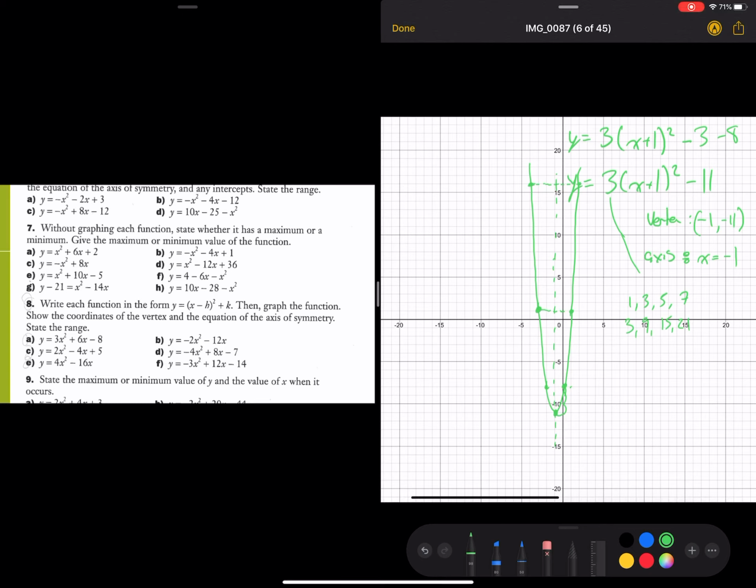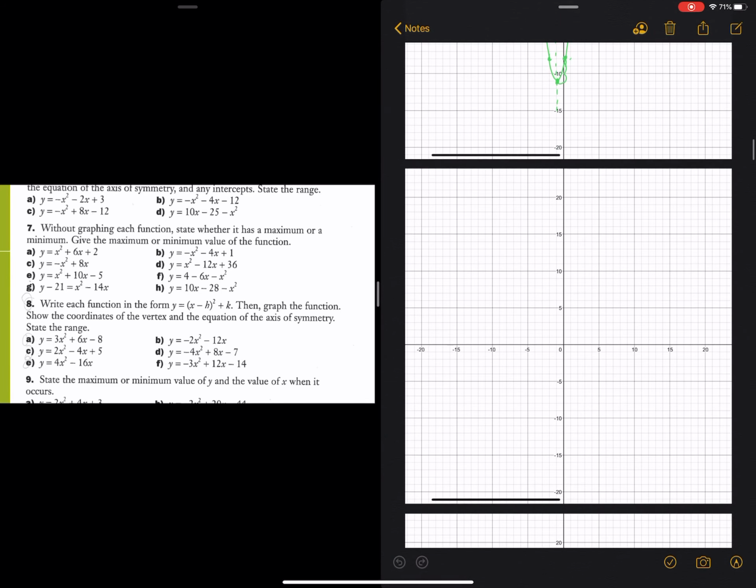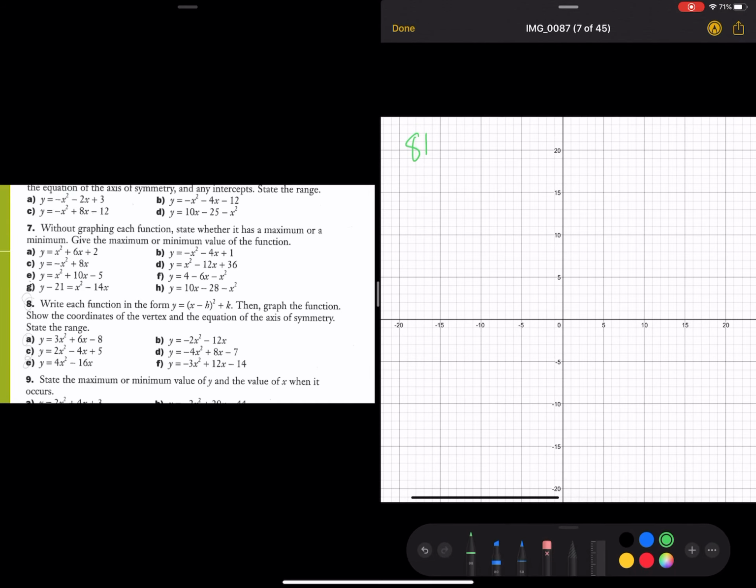What question was this? It was 8a. Yes, 8a. Done. Let's work on 8b. Let's do 8f. Let's see if that's hard.